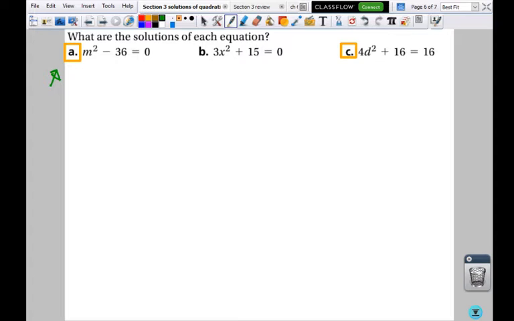Squared equals 36. And then if you go on to Desmos and square root it, shouldn't it be 6? Yeah.